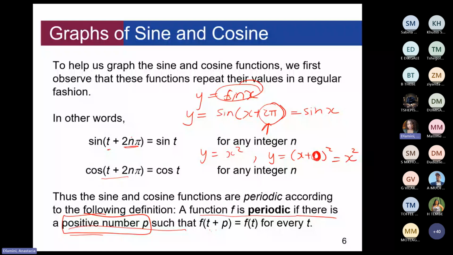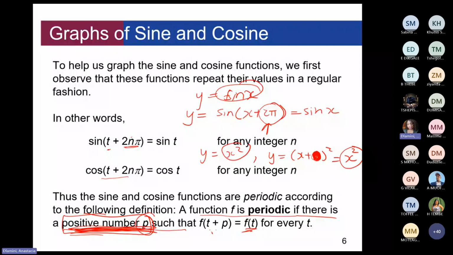But in this case, they are not saying 0. They say the value should be p, a positive number. So if you have any positive number such that you put it inside and get the original function, then we say that function is periodic with a positive number p. Does that make sense, yes or no? Yes. Good.